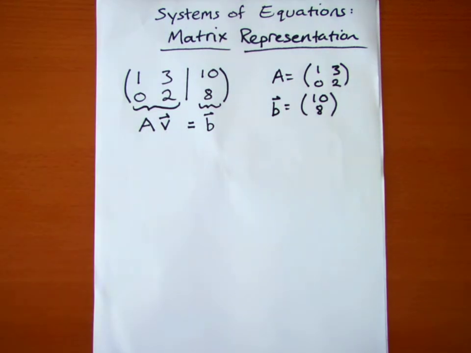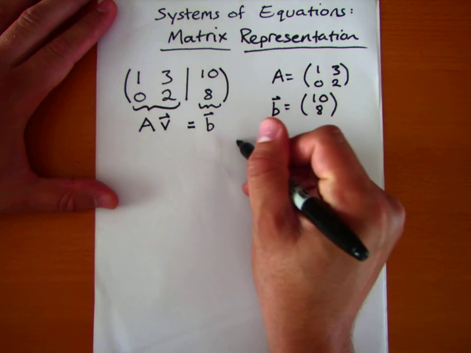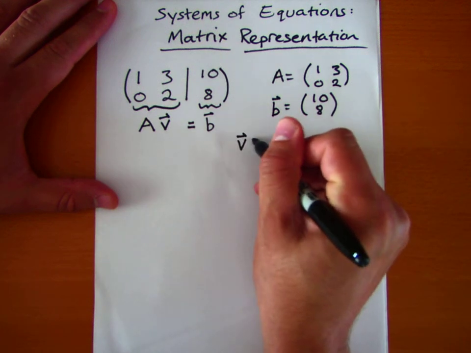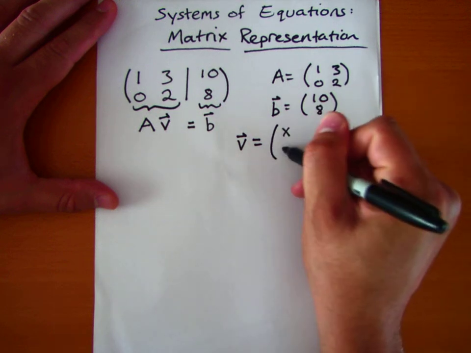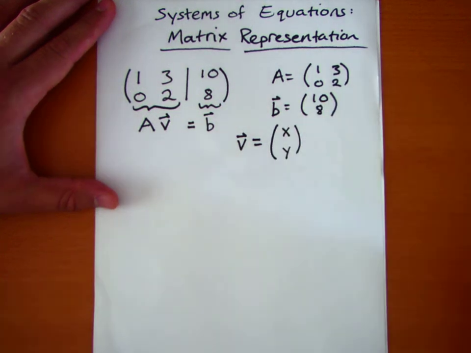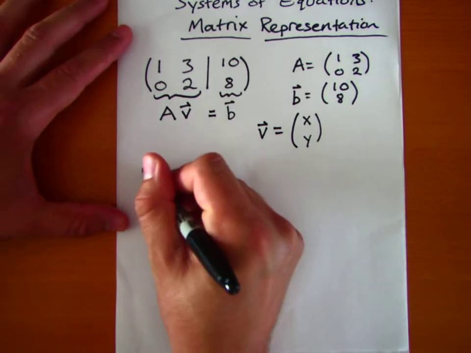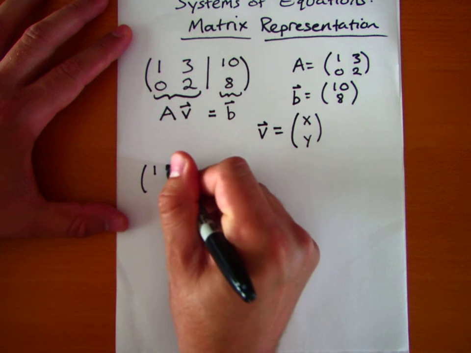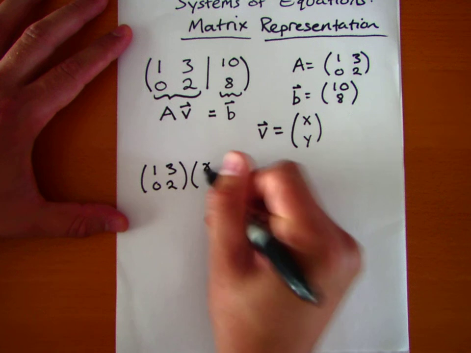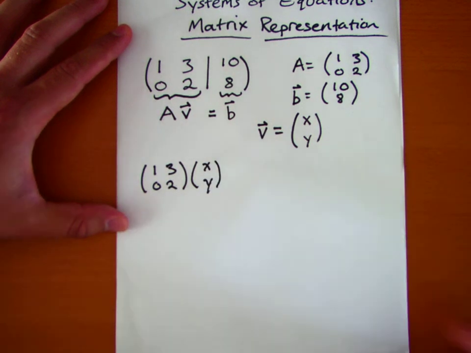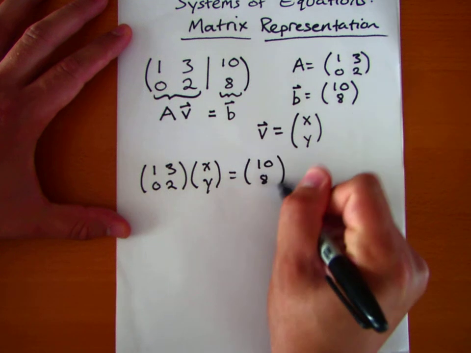And vector V is a vector of our unknown variables. So in this case, we can say vector V, and because they're variables, we can call them anything. Vector V is going to be equal to, we could call it X and Y, let's just say. So if we expand out the shorthand notation here into something a little more meaningful, we're going to say that these equations can be represented as 1, 3, 0, 2 times X and Y is going to equal 10 and 8.